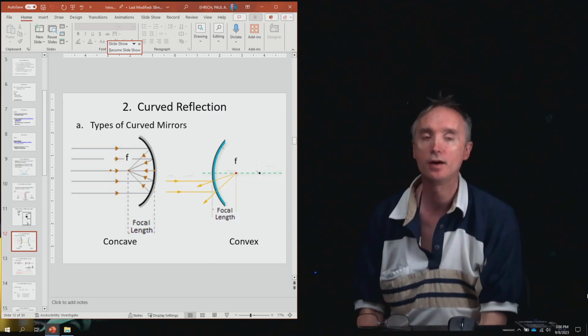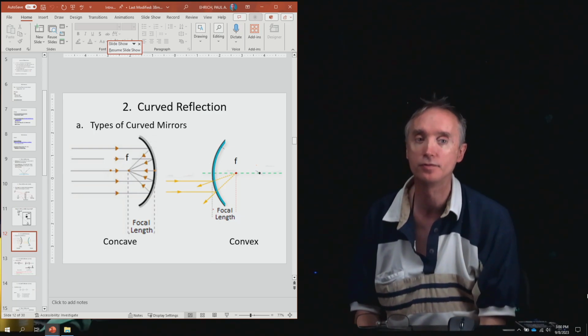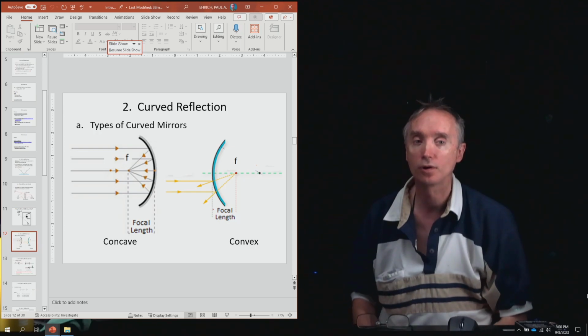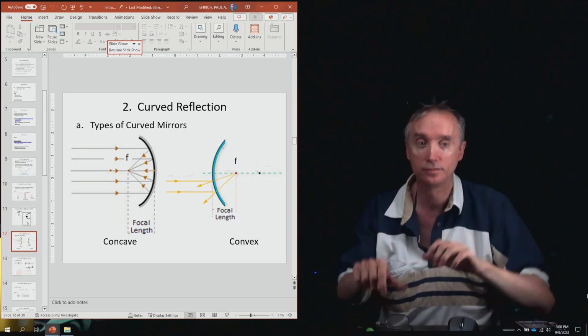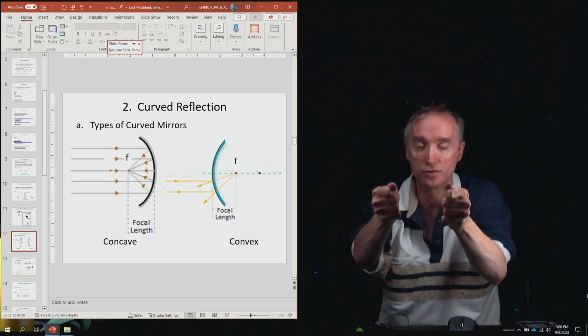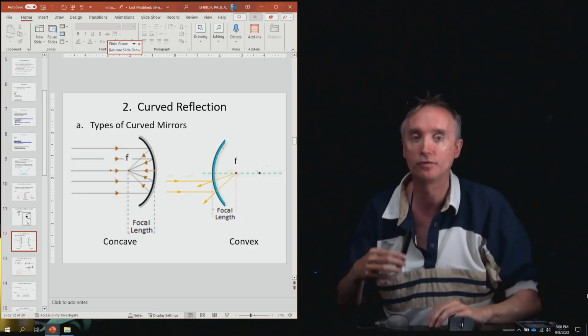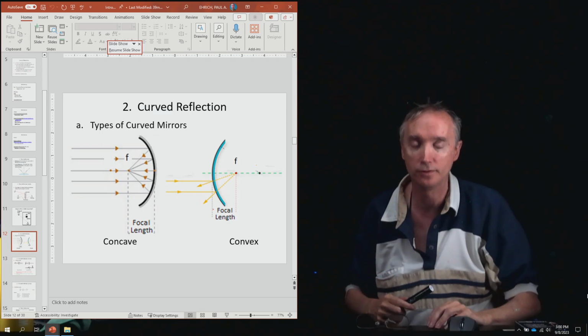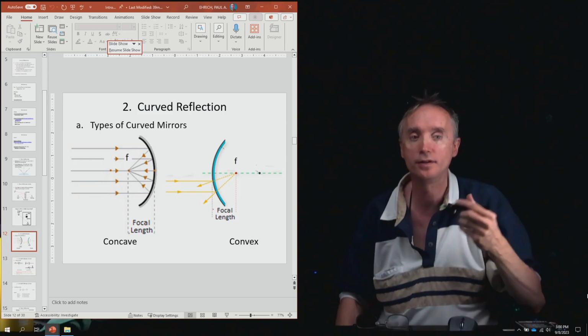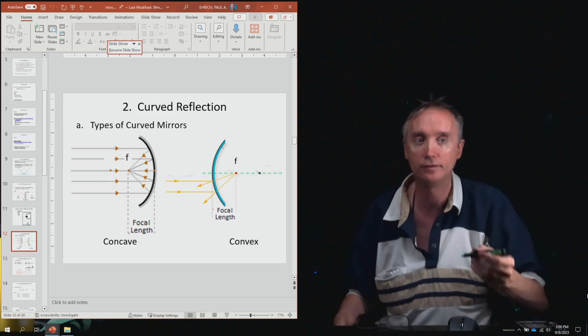Okay, I'm back, and now we want to talk about curved mirrors. So we're going to take our flat mirror and curve it into two possible shapes. There is what's referred to as the concave mirror, and then you have the convex mirror. Okay, the concave mirror makes a cave.